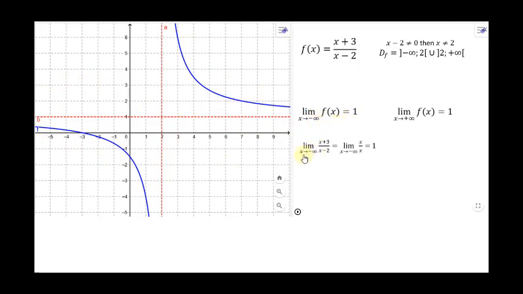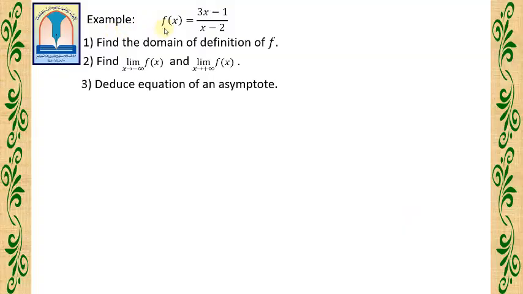We can find limit as x tends to minus infinity of the function (x plus 3) over (x minus 2). It is equal to the limit as x tends to minus infinity of the highest degree terms, which is equal to 1. And also limit as x tends to plus infinity of (x plus 3) over (x minus 2) is also equal to 1. So we can have it as a rule. If limit as x tends to minus infinity of a certain function is equal to b, or if limit as x tends to plus infinity of a certain function is equal to b, then y equals b is a horizontal asymptote.